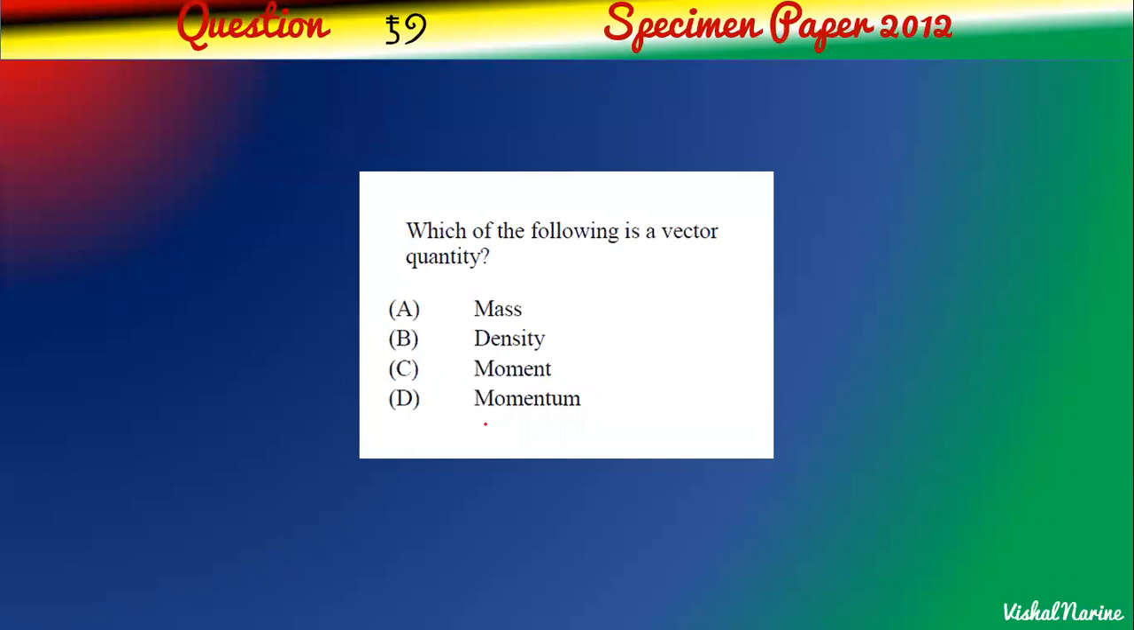Question 59, and question 59 now deals with a few questions from the 2012 specimen, which did not repeat in the previous specimen. So which of the following is a vector quantity? Vector quantity meaning that has a size and a direction.